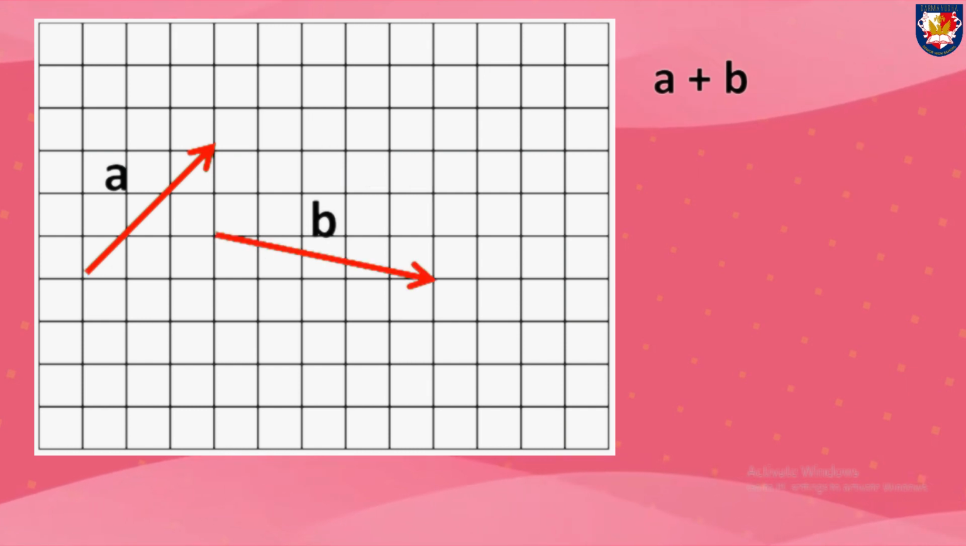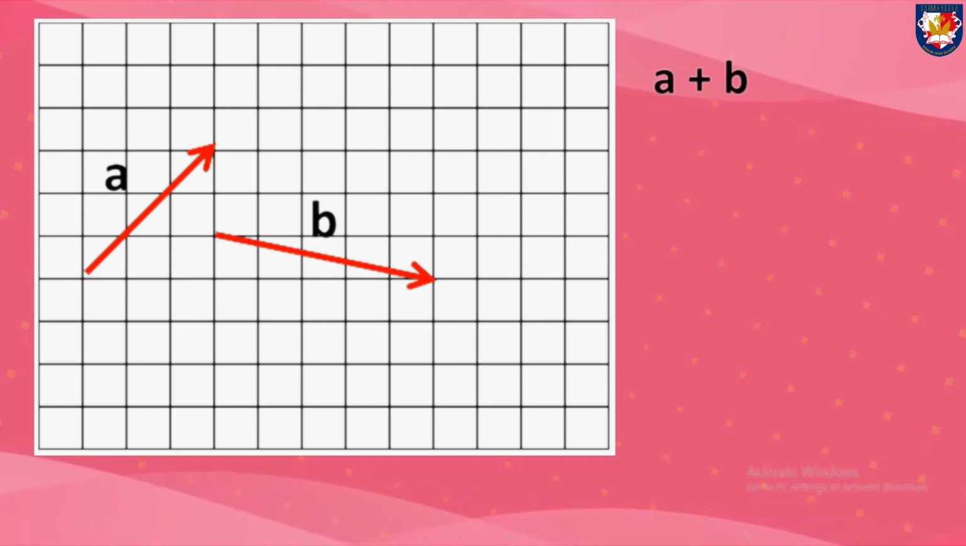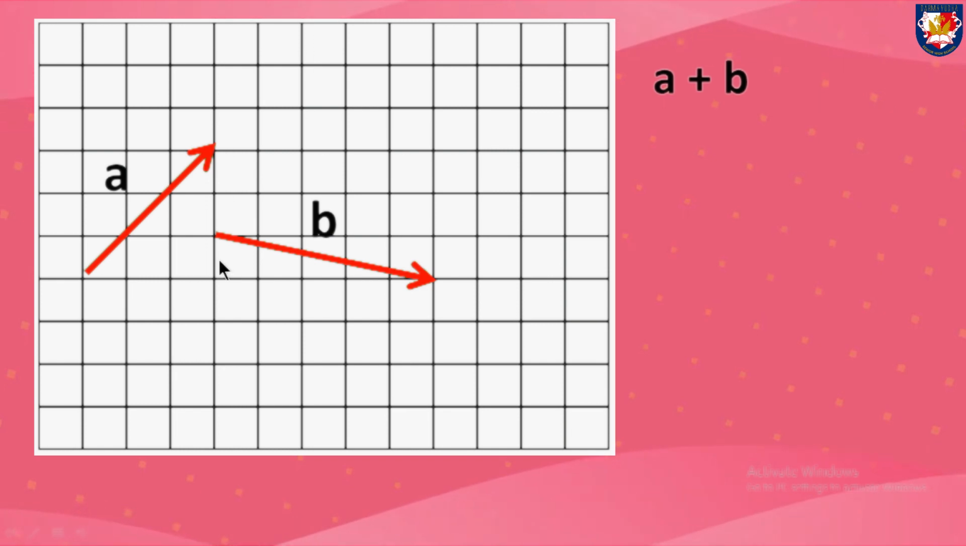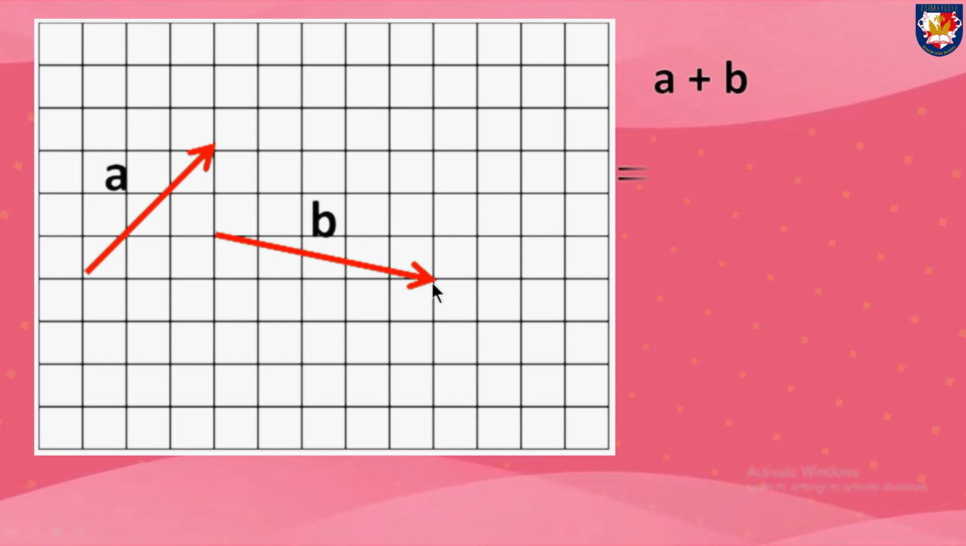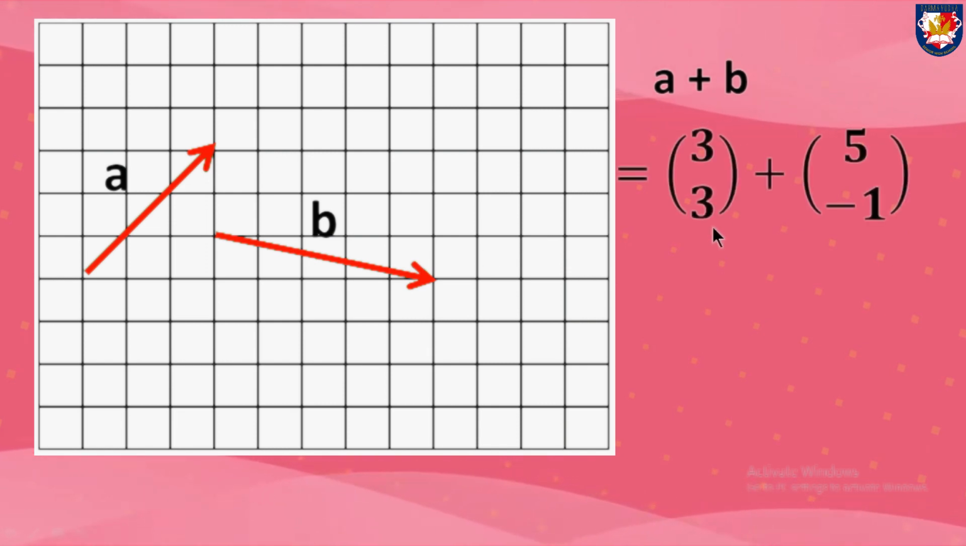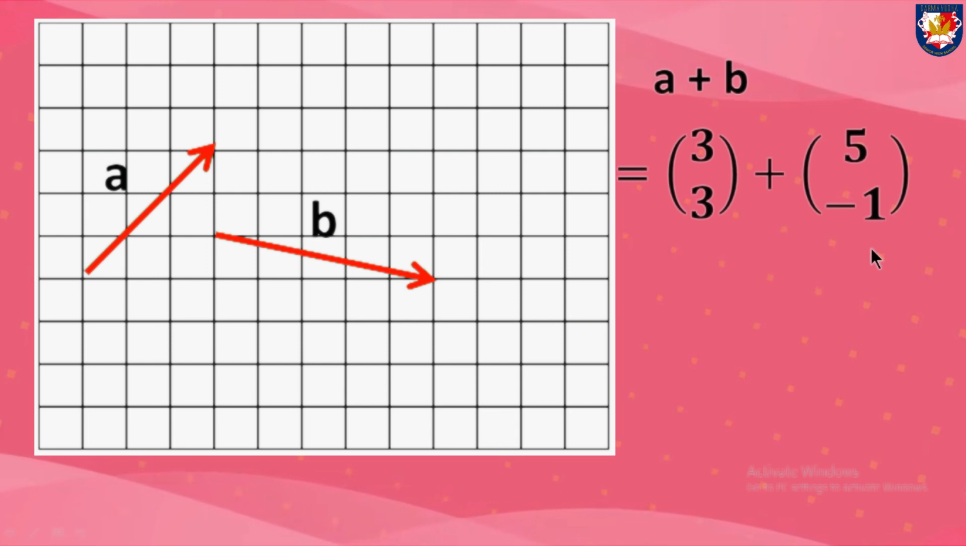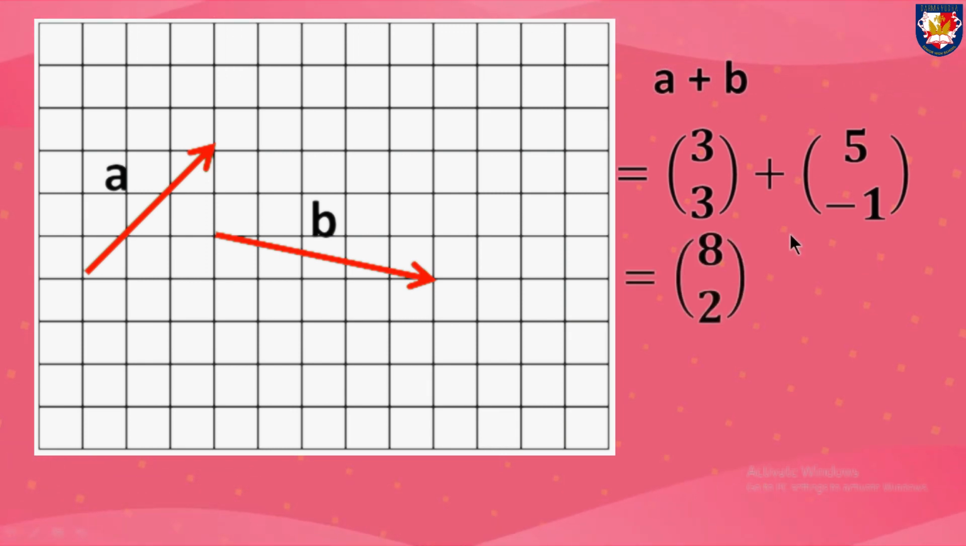The other way to find A plus B is to write factor A and factor B as column factors. As you can see in the diagram, factor A is 3 units to the right and 3 units upward. And factor B is 5 units to the right and 1 unit downward. So factor A is (3, 3) and factor B is (5, -1). So factor A plus factor B equals (8, 2).